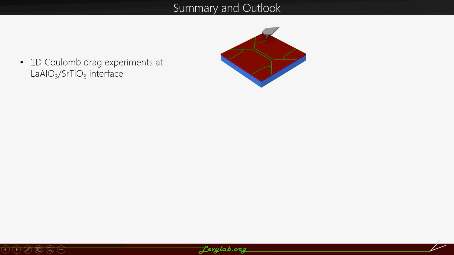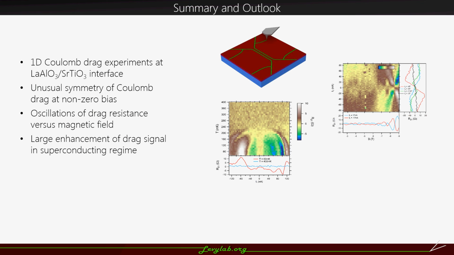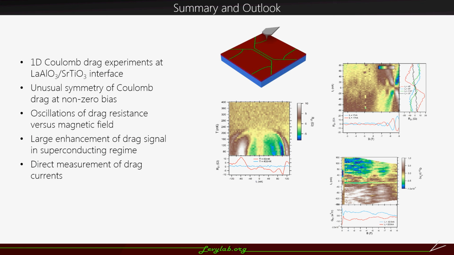To sum up, we report a 1D Coulomb drag experiment performed at non-thermal luminous strontium titanate interfaces in the high magnetic field regime. An unusual symmetry of the drag signal at non-zero bias and oscillation with respect to magnetic field are observed. We observe a large enhancement of the drag signal in the superconducting regime. We directly measure the drag current. Our Coulomb drag experiments can provide novel insights into electronic correlations in low-dimensional oxide systems.